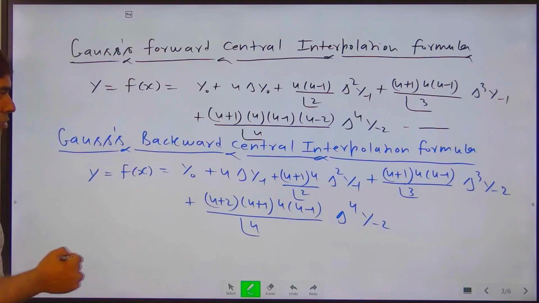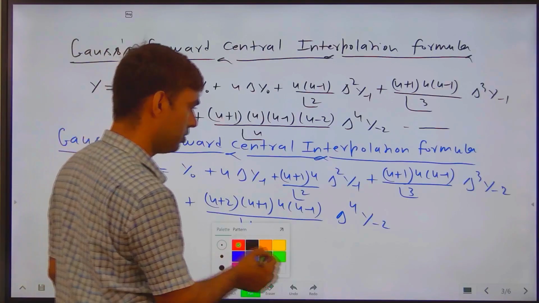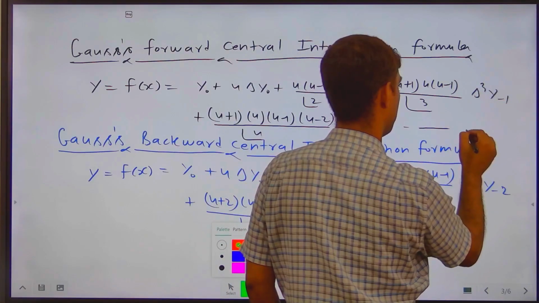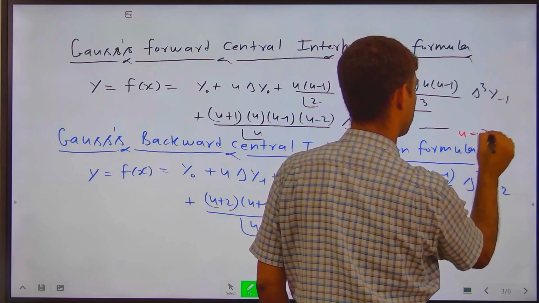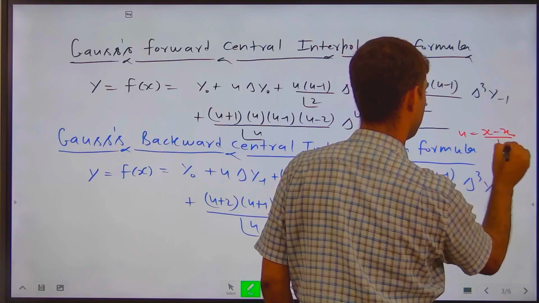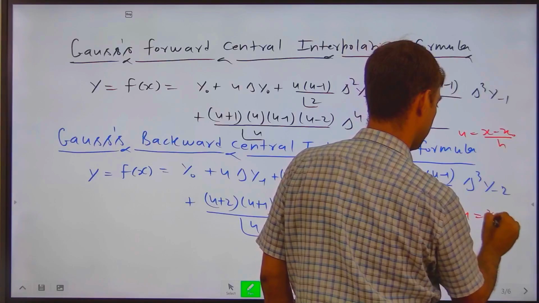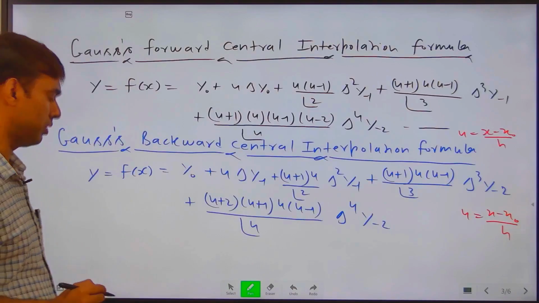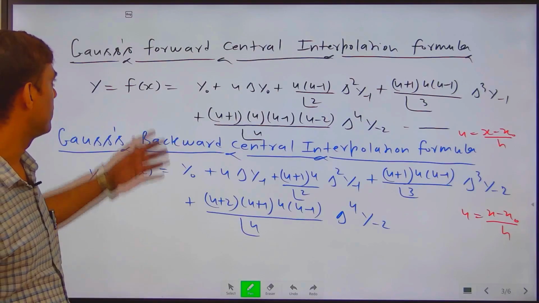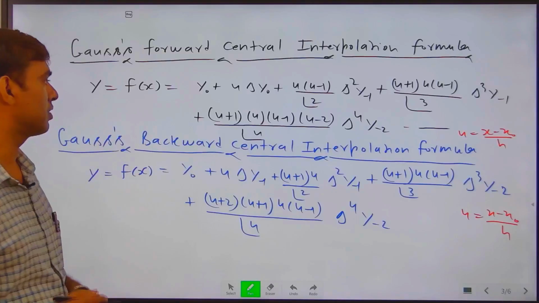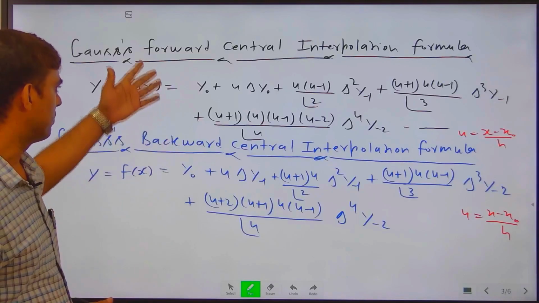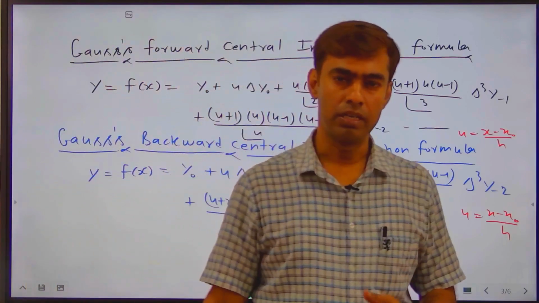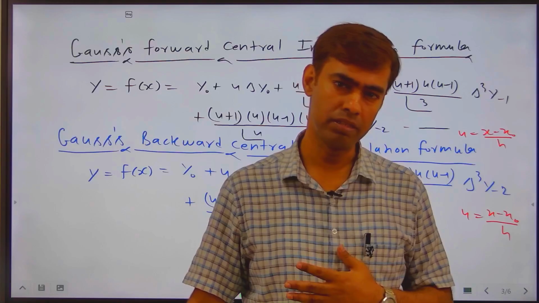And what is the value of u? Obviously, for both formulas u equals x minus x0 upon h. So this one is the Gauss forward and this one is the Gauss backward central interpolation formula. If you find the average of these two, then you will be able to find the Stirling central interpolation formula.